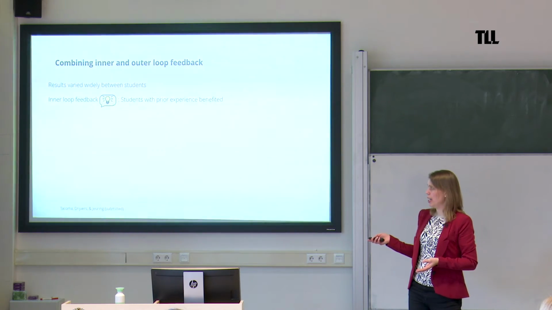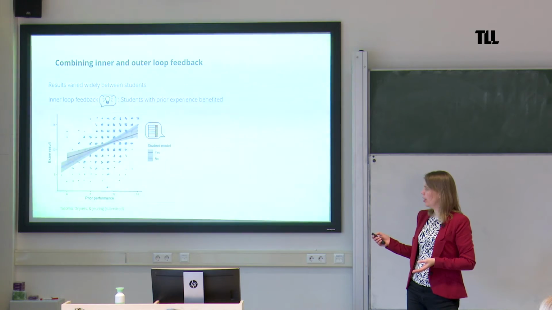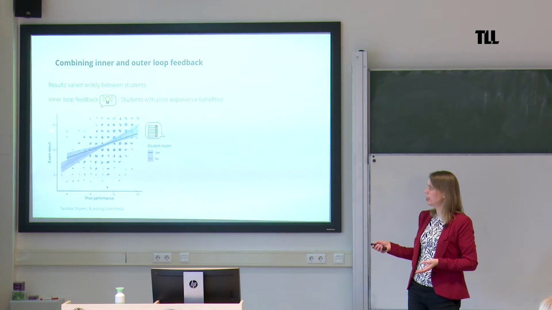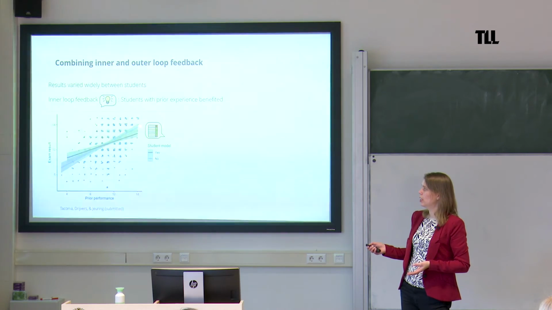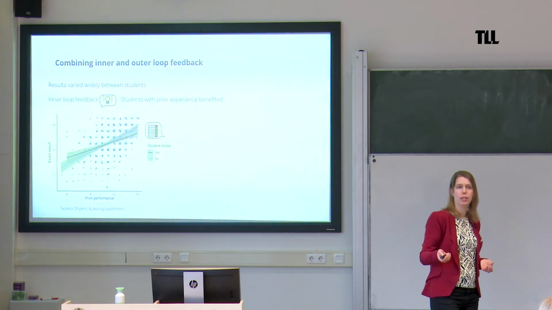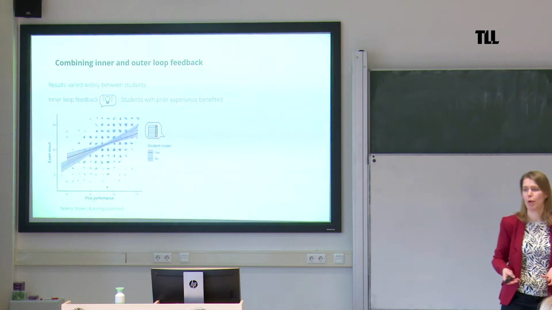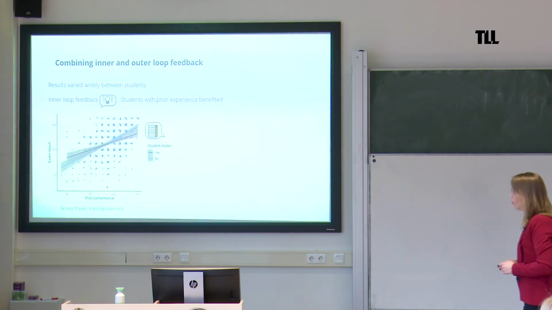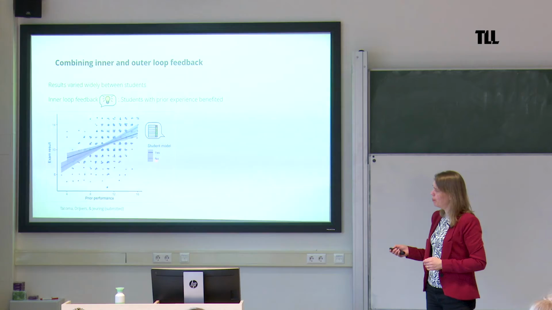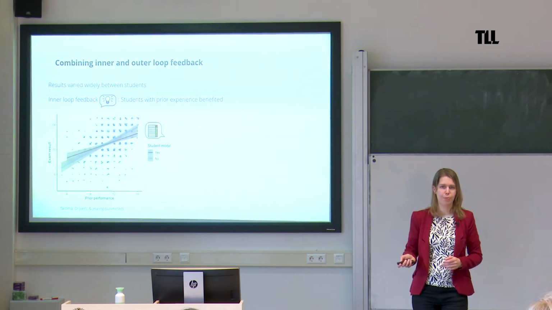For the outer loop feedback, we have exam result here and the exam result from the previous course there. And for both students with and without student models, we found that prior performance was a good predictor of the exam results, as you would expect. So students who performed well at the previous exam also performed well at the current exam. But for the weaker students, the student models seem to be helpful.